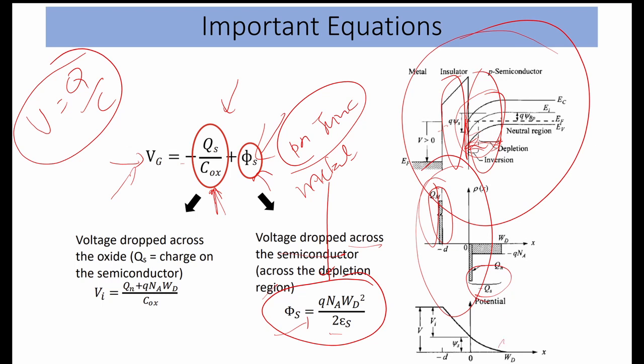So this psi s, the potential drop here, depends on the depletion region width, Wd square, and Na, which is the doping concentration.